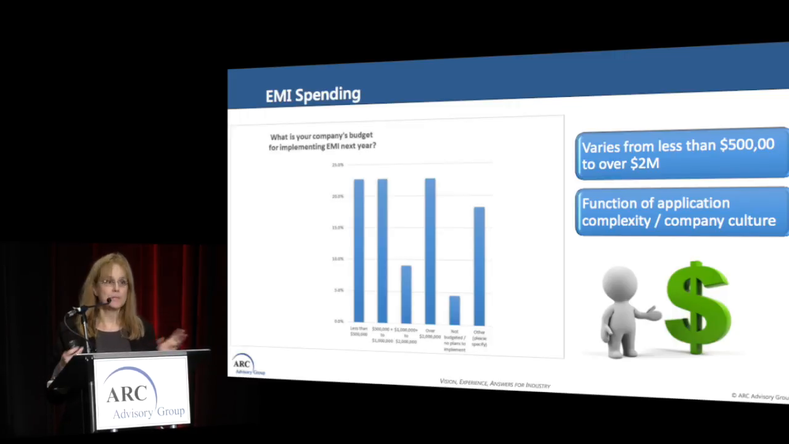But I asked people what they're spending in EMI, and this varied quite a bit. There's people that are spending less than $500,000 to a lot of people that are spending well over $2 million. It depends on the function, the complexity of the process, and some of it really comes down to corporate culture. Corporate culture is really important, because of how people deal with data, what they really think they can get, and value from the data.